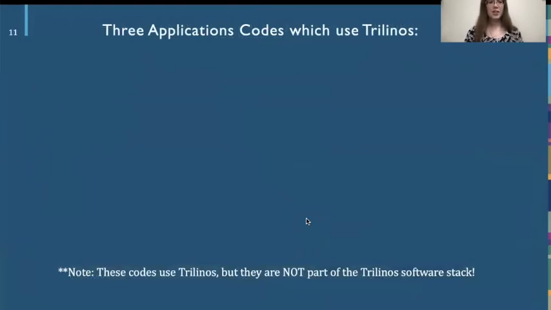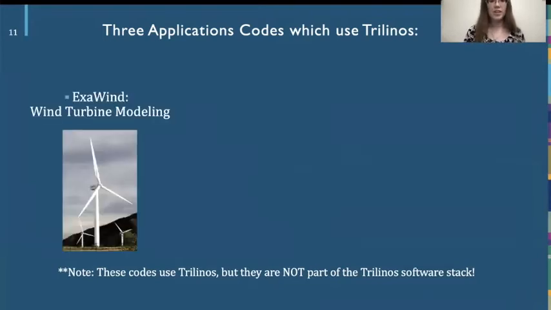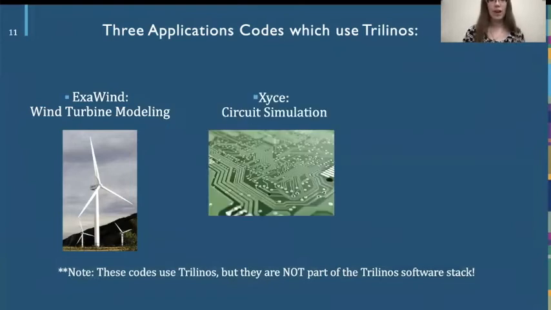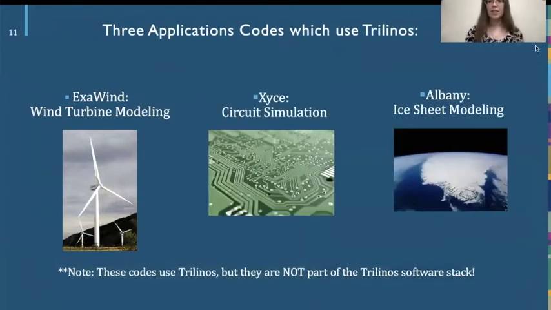But first, let's talk about 3 different application codes which actually use Trilinos. One such application code is ExaWind, which does wind turbine modeling. Another is called Xyce, which does circuit simulation. And another is called Albany, which does ice sheet modeling.